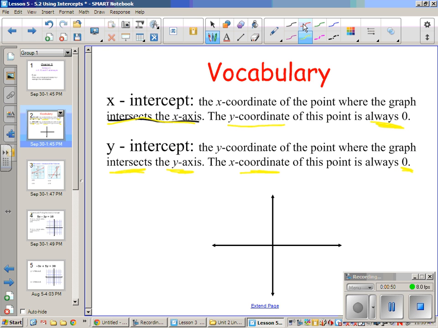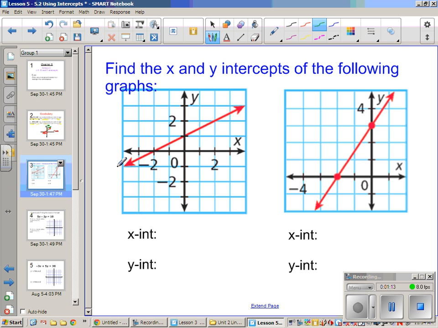So for example, if I were to draw a line here, the x-intercept is right here because it's on the x-axis. The y-intercept is right here because it's on the y-axis. Right, so we're just going to look at two graphs that aren't in your notes just so you can recall. Pause the video and state the x-intercepts and the y-intercepts for each graph real quick.